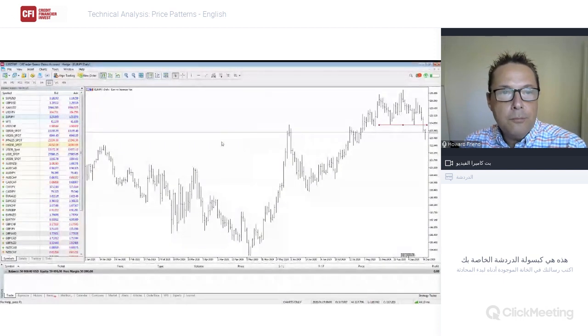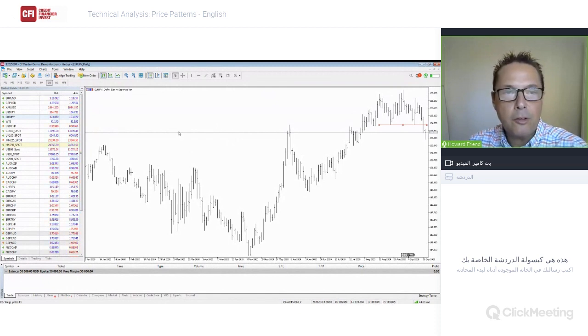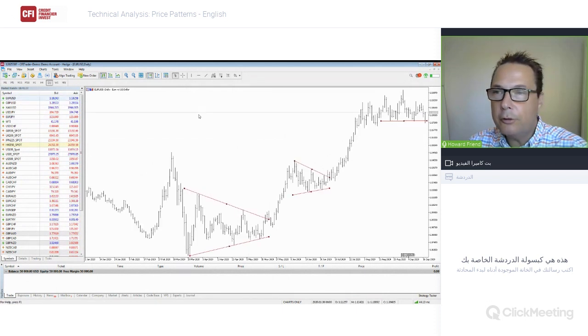Okay, so this is the CFI MetaTrader. I'm just going to run through some of the markets and some of the patterns that I've seen in the past, and some which are currently in play. So first thing I'll do is I'll go across to euro dollar.